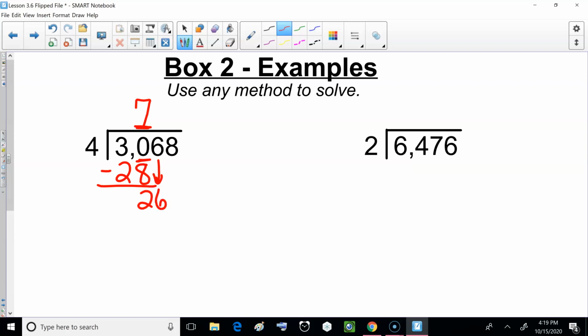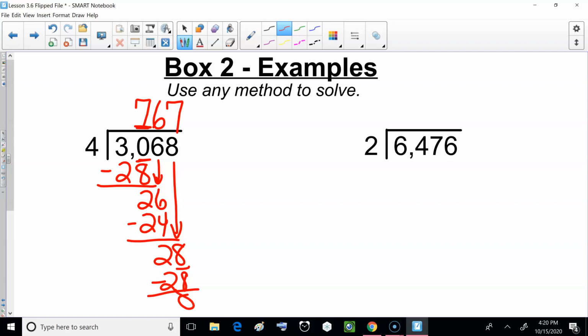4 can go into 26? Well, 4 times 7 is 28, so 26 is pretty close. I'm going with the 6. 4 times 6 is 24. 26 minus 24 is 2. 2 is less than 4. Bring down the 8, which makes it 28 again. I had 28 before, so I'm going to guess a 7. 7 times 4 is 28. 28 minus 28 is 0, so I have nothing to bring down, no remainder. So 3,068 divided by 4 is 767.